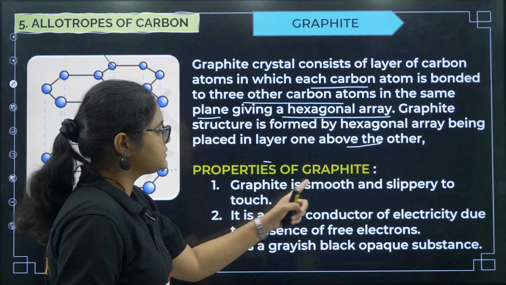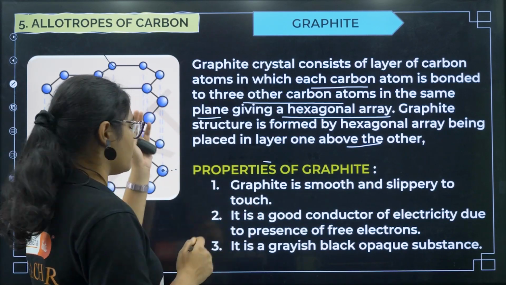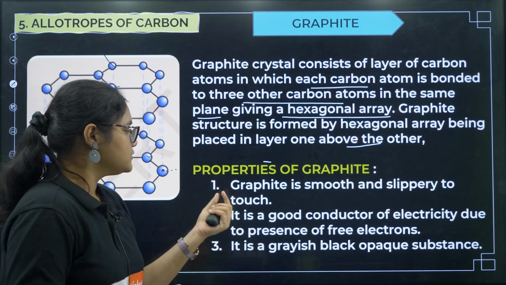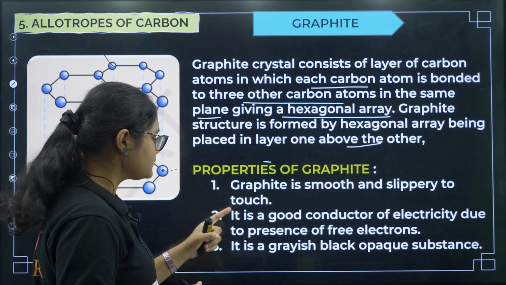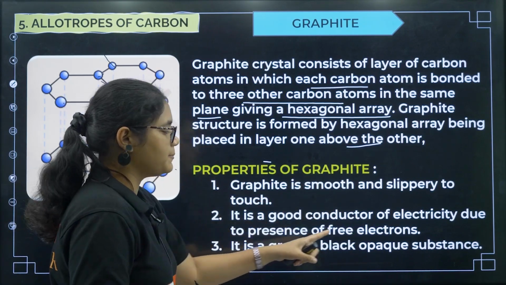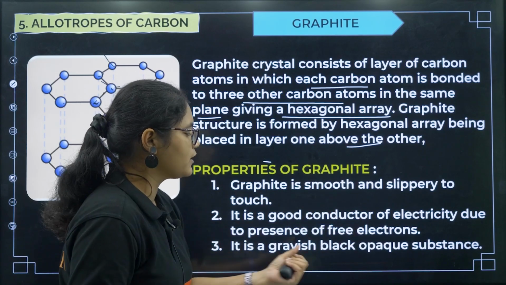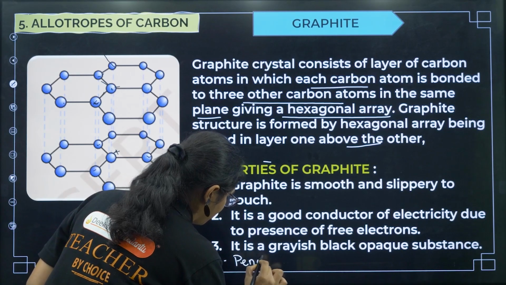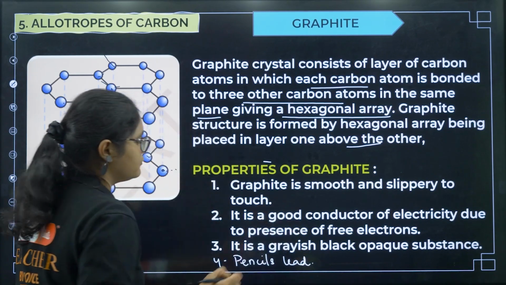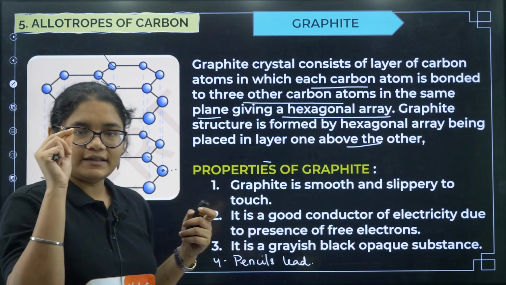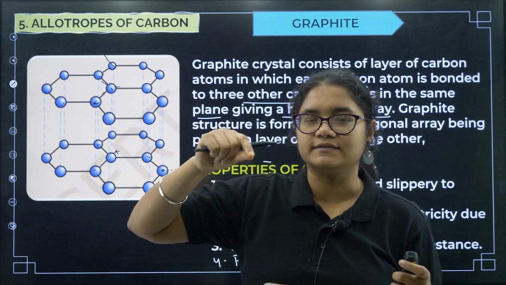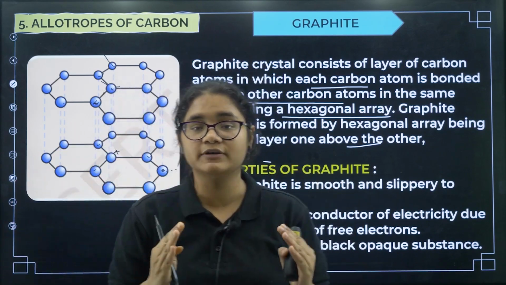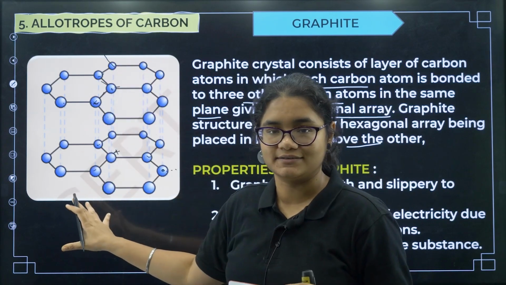Graphite is smooth and slippery to touch because all the 4 bonds are not there, so the molecule is not very tight or hard as compared to diamond. So it is smooth and slippery to touch. It is a good conductor of electricity due to the presence of free electrons. It is a greyish black opaque substance. Where is it used? The most widely used graphite is in the pencil lead. You can easily mash it, you can easily break it, right? It is that soft, and the softness of graphite is due to its structure like this. Okay, fine.